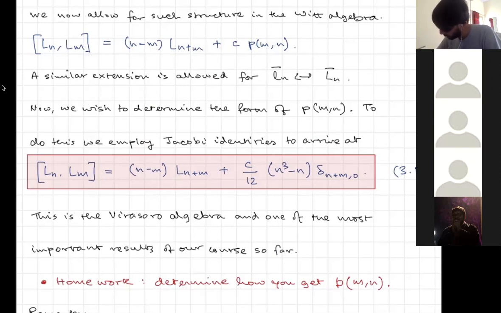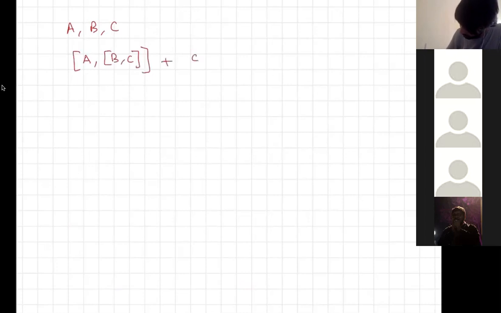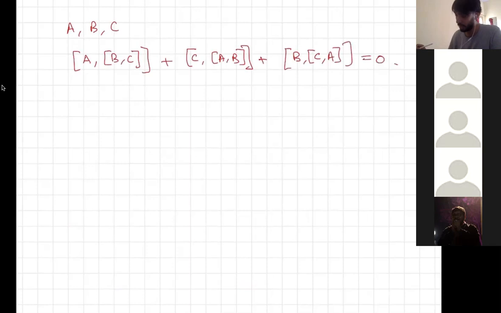So let me just put a page in. If you have elements A, B, C, then you know that [A,[B,C]] plus [C,[A,B]] plus [B,[C,A]] has to be equal to 0. So this is what is called the Jacobi identity.